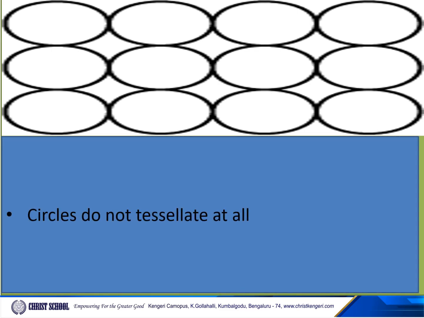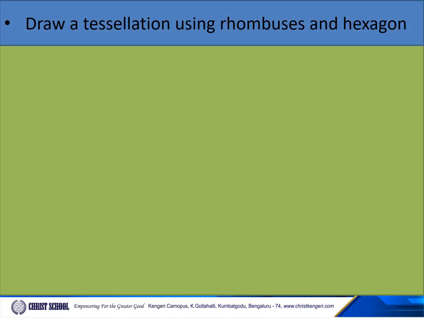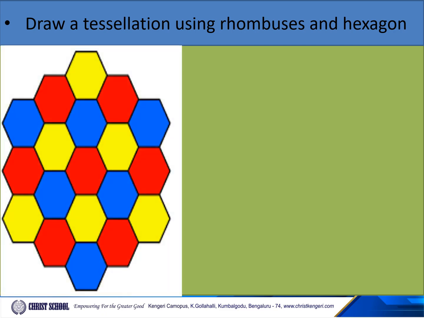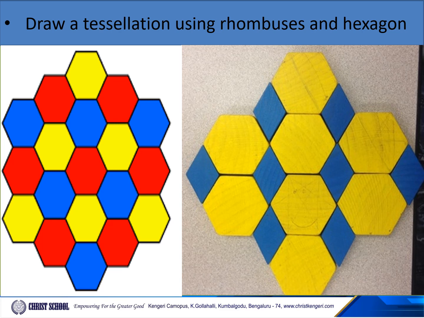Circles do not tessellate at all. They leave gaps between them. Draw a tessellation using rhombus and hexagon. Hexagons tessellate. A combination of rhombus and hexagon tessellates.